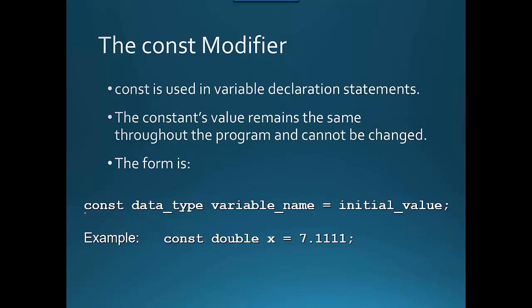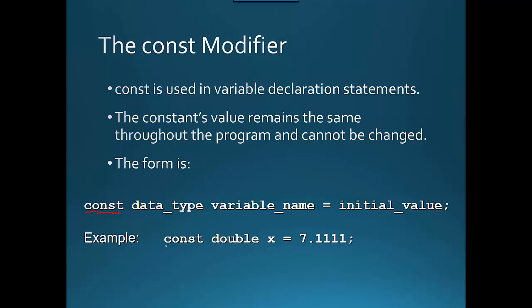And so the form is you use the keyword constant, and then the rest is a normal variable declaration with a data type and a variable name. And then if you need to initialize your constants, you can do one assignment operation into a constant, and from then on, that constant can never be changed.